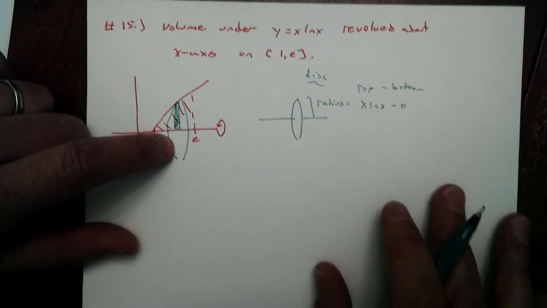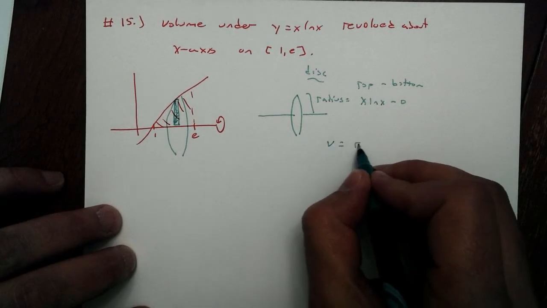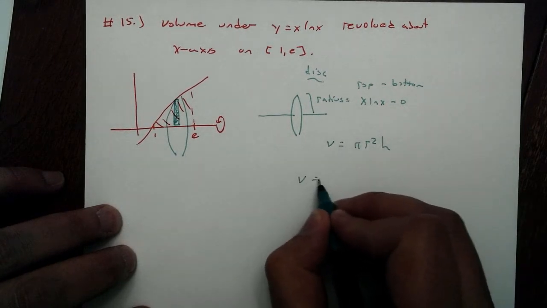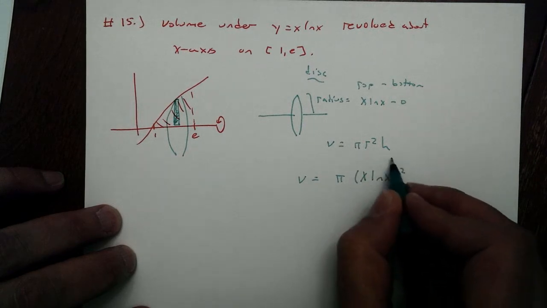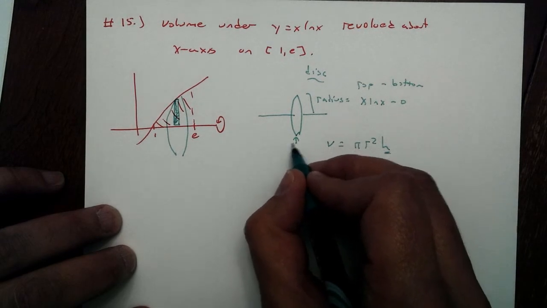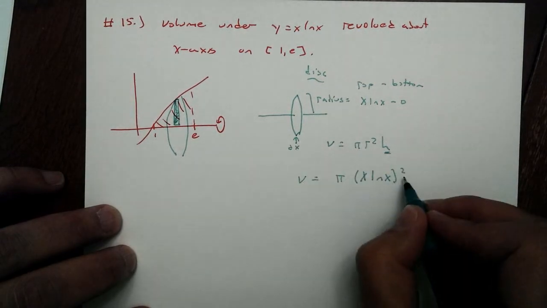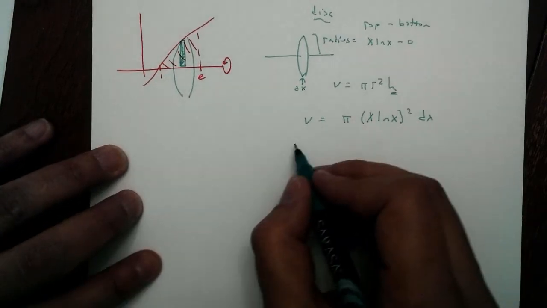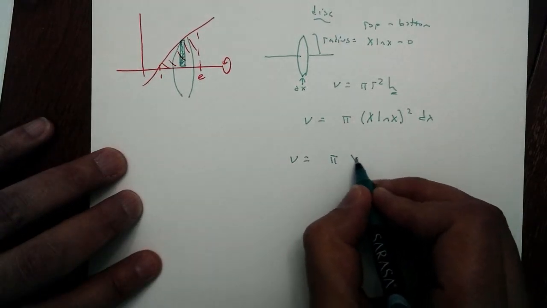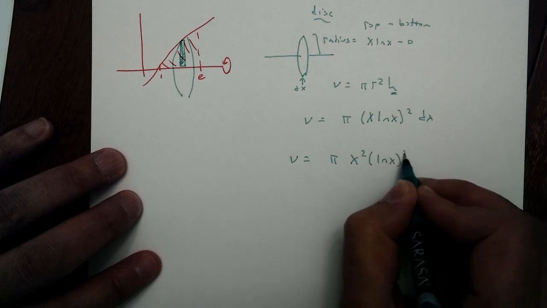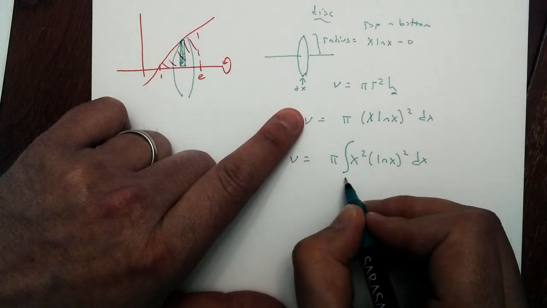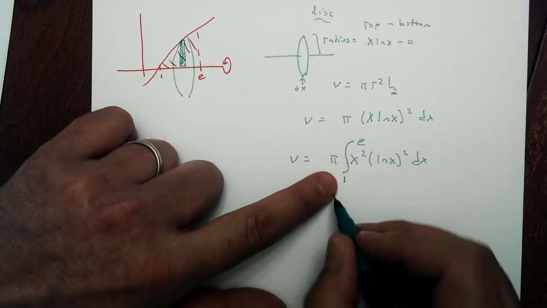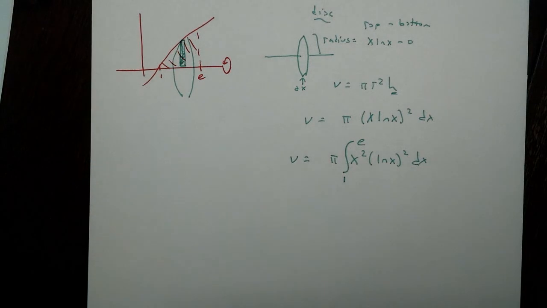So when I set this up, remember my volume is pi r squared h, so my volume will be pi times the radius, which is x natural log of x squared, and my height, that's this really skinny height of my disk, becomes dx. If I simplify that, we get pi x squared times the natural log of x squared dx. Now that's just for one tiny disk. To integrate all of them from 1 to e will give us the volume of every single possible disk, and there's going to be infinitely many of them.